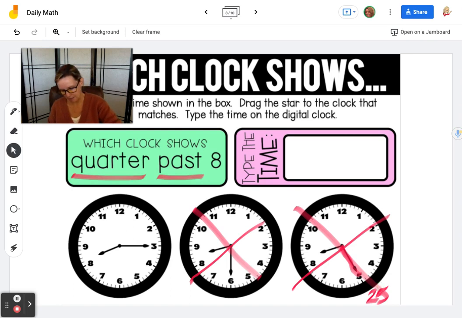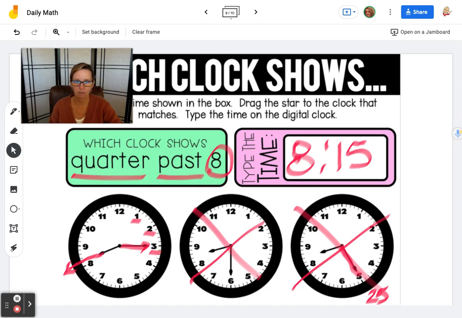But let's double check this one and make sure. Quarter past, I know it's quarter past because it's on the 3, and it says quarter past 8. So if I drag this hour hand out, guess what? It just passed the 8, so that is 8:15. Remember, if I skip count by 5s, 5, 10, 15. 8:15. So that is a quarter past 8.